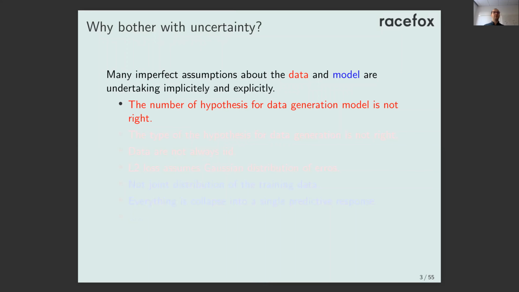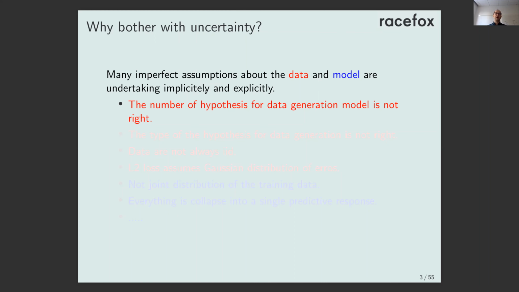Why we are bothering with uncertainty is that when we are doing machine learning, we are making assumptions which are necessary to learn something. And without assumptions, we cannot actually learn anything, as we have to carry the data anytime we have to make a decision. And the assumption has to be about both data and the models.